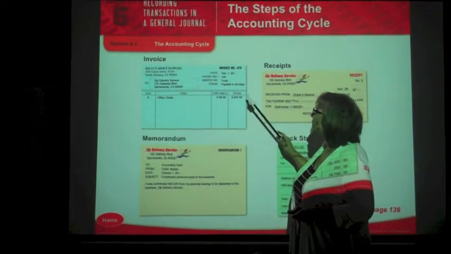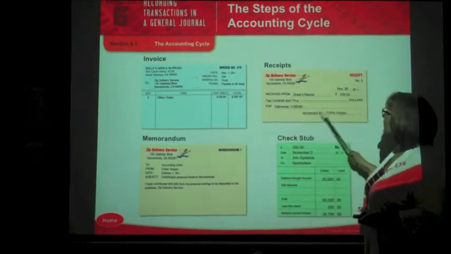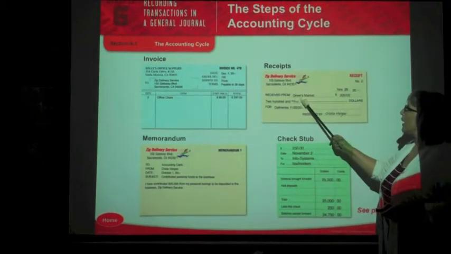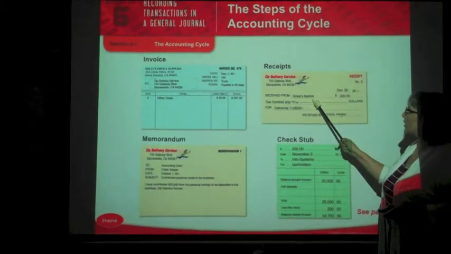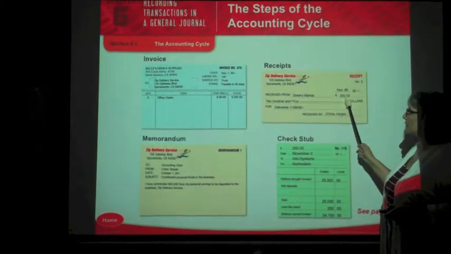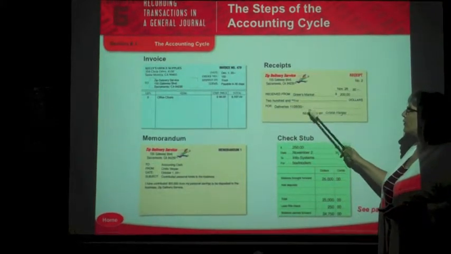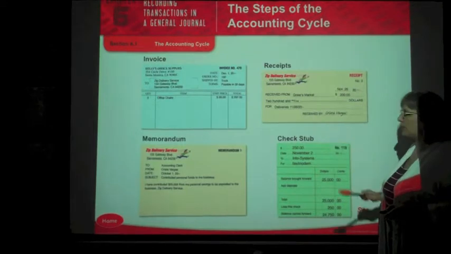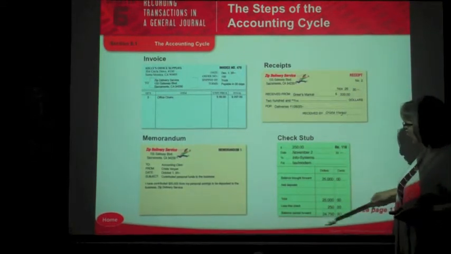for those office chairs. Here's an example of a receipt. We got some money from Greer's Market. We got a total of $200. They wanted a copy for their own use, but we needed one to prove that we got the money from them. Down here's that check stub.